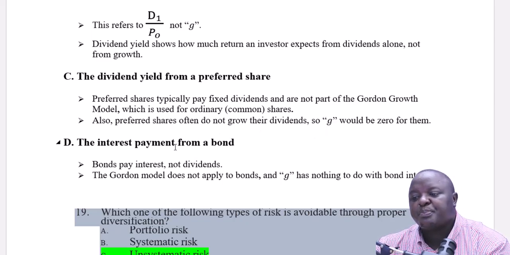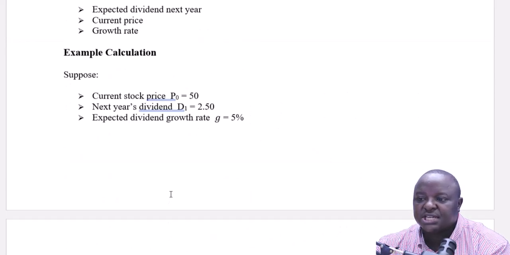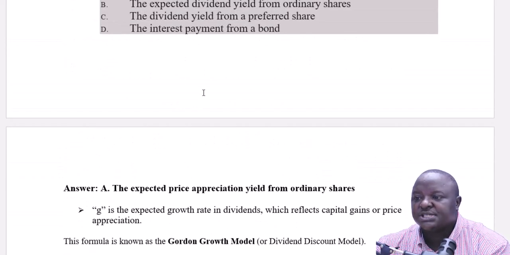The interest payment from a bond: bonds pay interest, not dividends. The Gordon model does not apply to bonds, and G has nothing to do with the bond interest. So the best alternative is that G represents the expected price appreciation yield from ordinary shares.